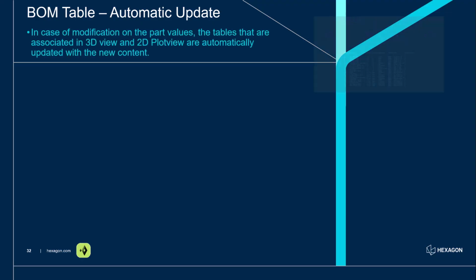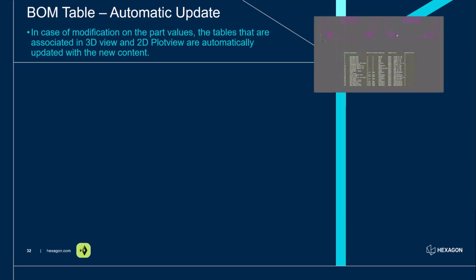BOM table updating. When you have a table that's associated to your bill of material, let's say something changes within your parts list, your table will now update. There is no longer a need to delete and re-add the table to see updates change.